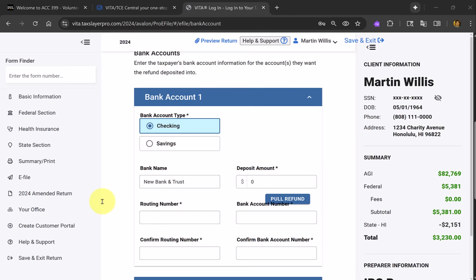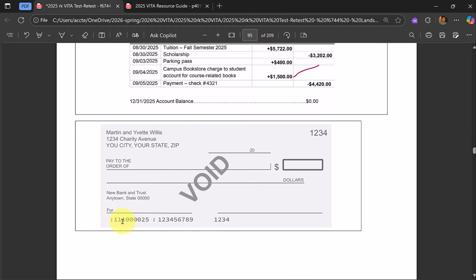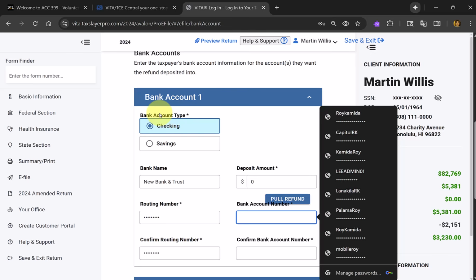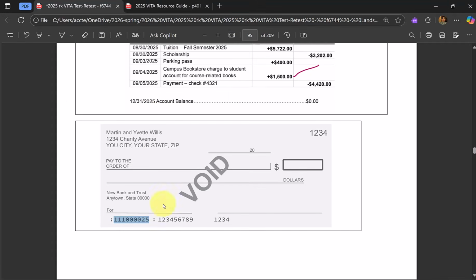Routing number. Again, you should double check, yeah? I'm just going to copy this. You should really type it in to be doubly sure that you got the right number here. Bank account number. That's the second number on the bottom here.